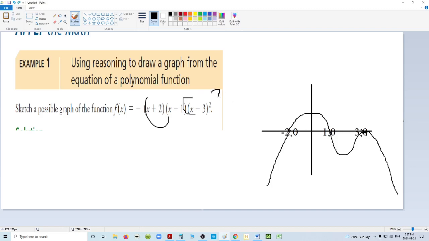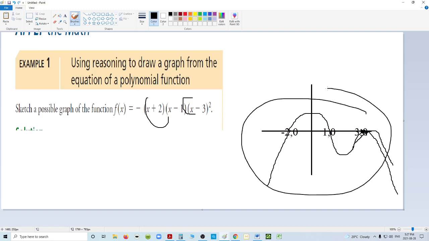If it was cubed, it would sort of do a flat and then keep going. So it kind of bounces back and forth 3 times before continuing on. So be very aware of what a square on the same x-intercept means. It means you're going to turn around and just touch that x-intercept.